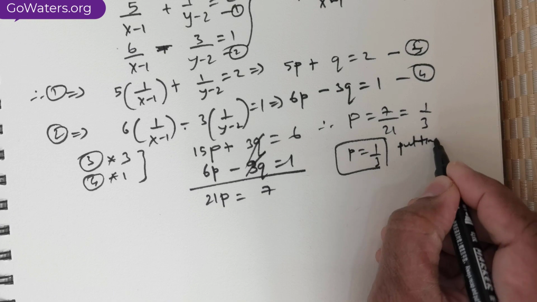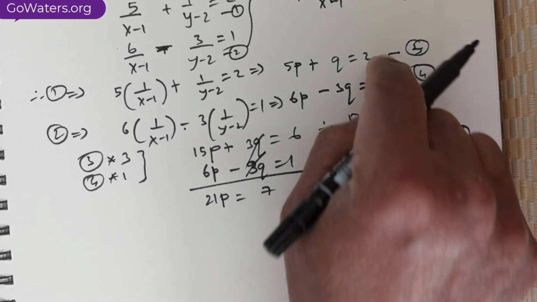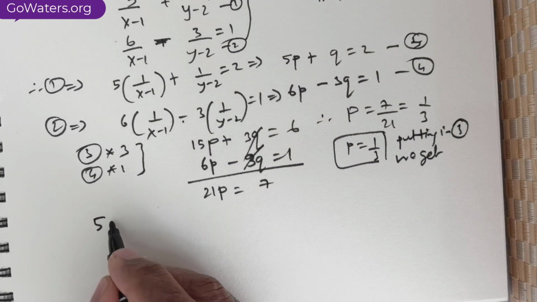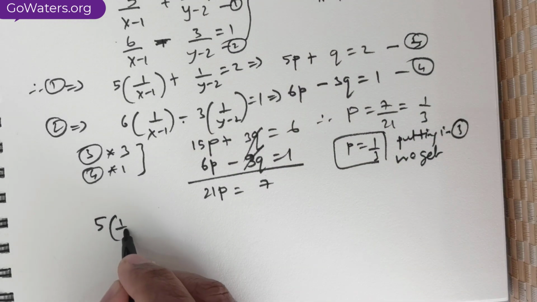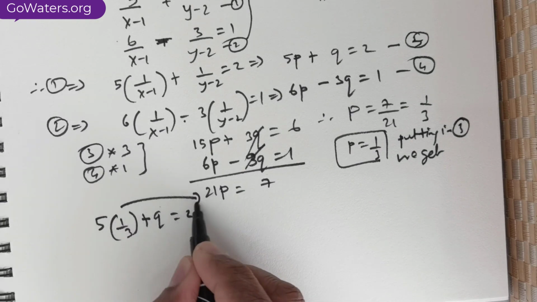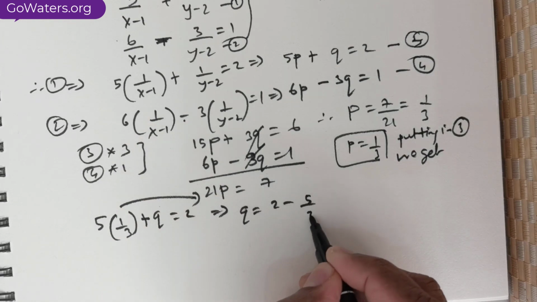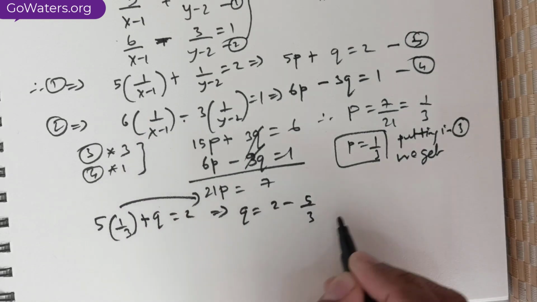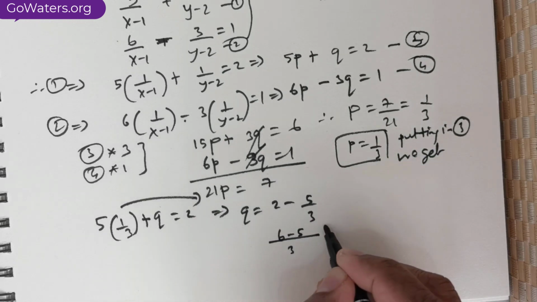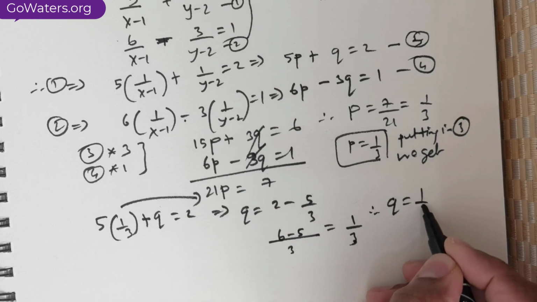Putting in 3, what do we get? This is going to be 5 times p, that's 1 over 3, positive q is equal to 2. So push this to the other side. This means q is equal to 2 negative 5 over 3. You take the LCM. The LCM is 3. So 3 times 2 is 6 negative 5, which is nothing but 1 over 3. Therefore you get a value of q as 1 over 3.